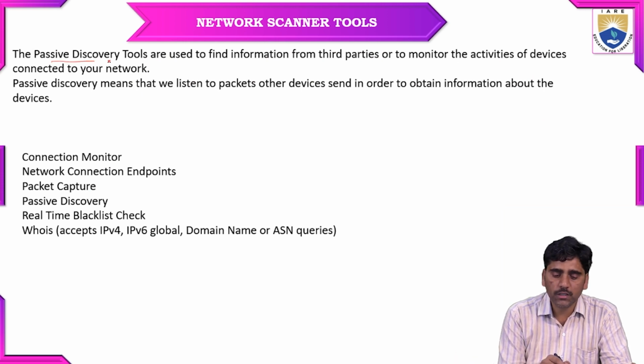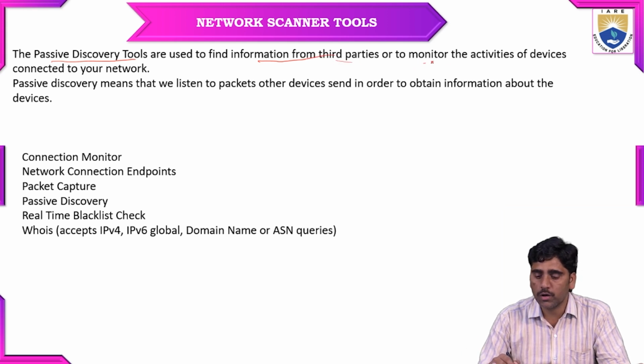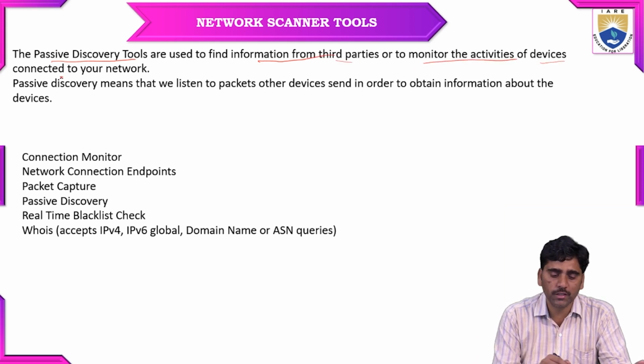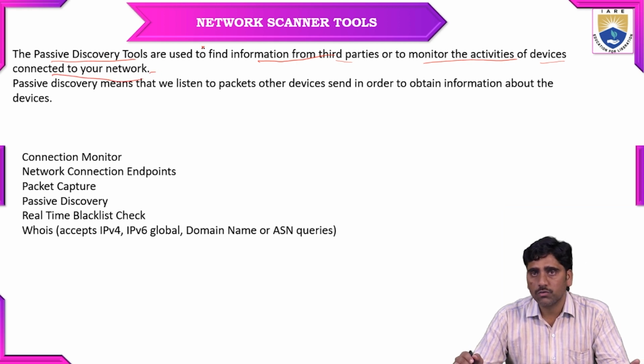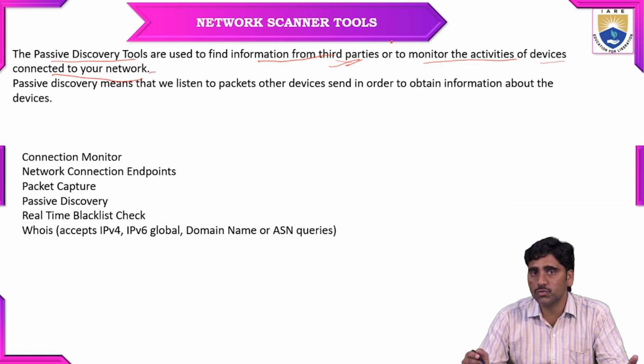The passive discovery tools are used to find information from third parties or to monitor the activities of devices connected to your network. One is to gain information from the devices. The second is to monitor the activities of the devices from the third parties connected to your network.